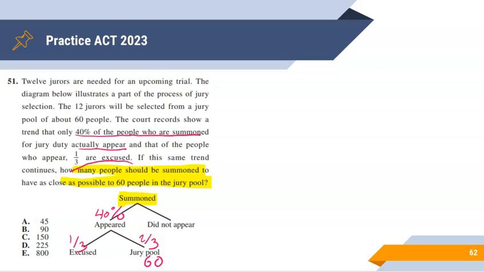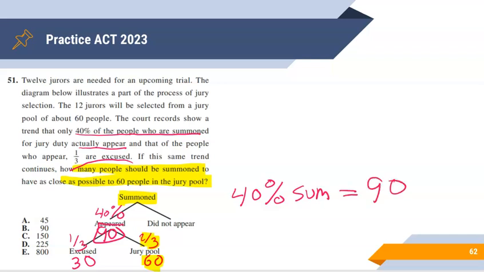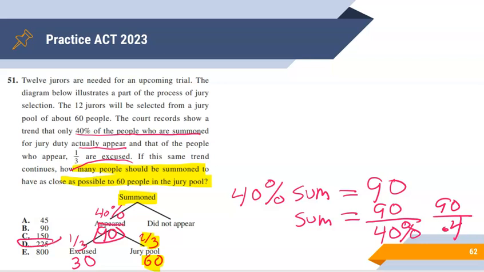Okay, well, if this number right here is 60, and that's 2/3, well, this number here must be 30, right? So there's a total of 90 people here. So 40% of the summoned is equal to 90. So the summoned people would equal 90 divided by 40%, or 90 divided by 0.4, which gives us choice D.